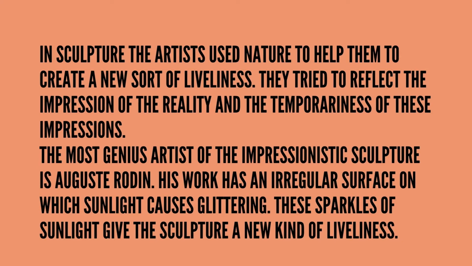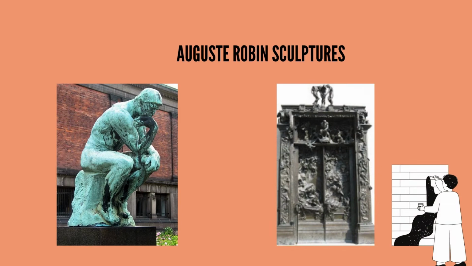The most genius artist of impressionistic sculpture is Auguste Rodin. His work had an irregular surface on which sunlight causes glittering. The sparkles of sunlight give the sculpture a new kind of liveliness. These are examples of sculptures by Auguste Rodin: a man who is sitting, and a door with a sculpture, both made by Auguste Rodin.